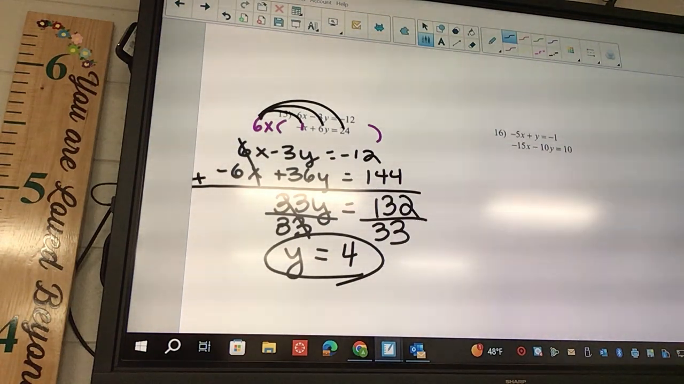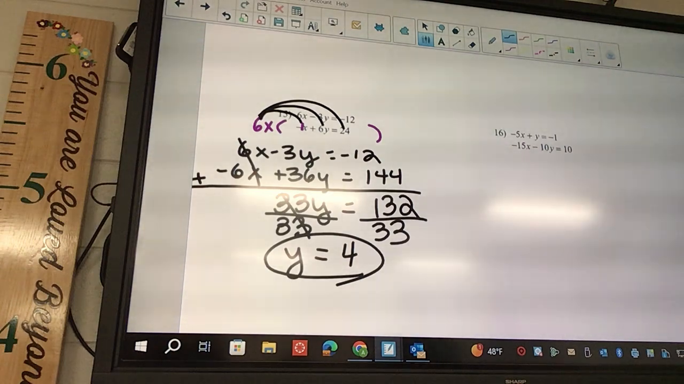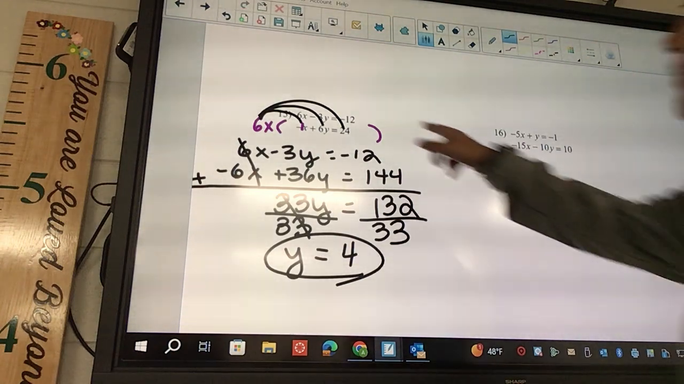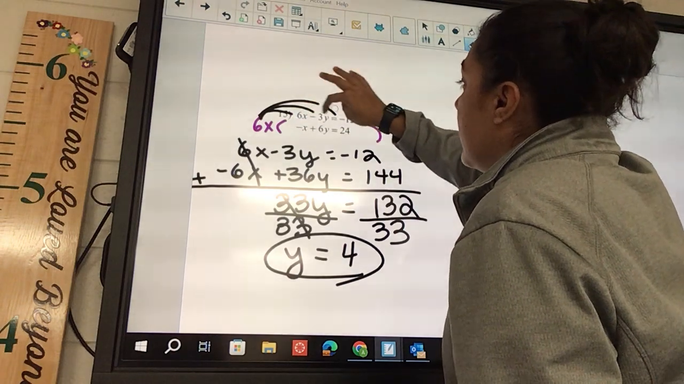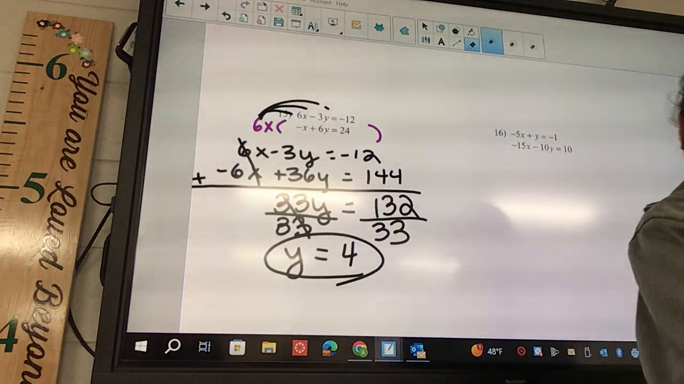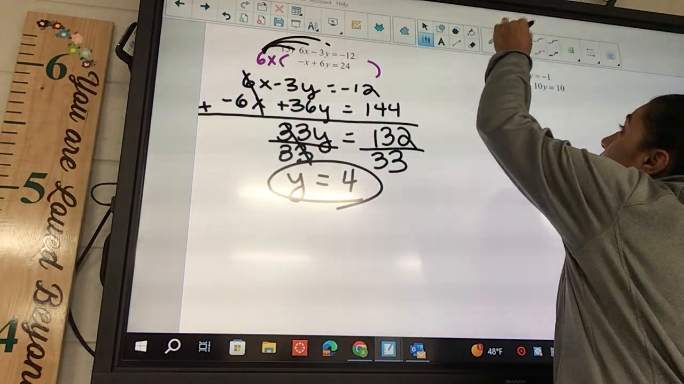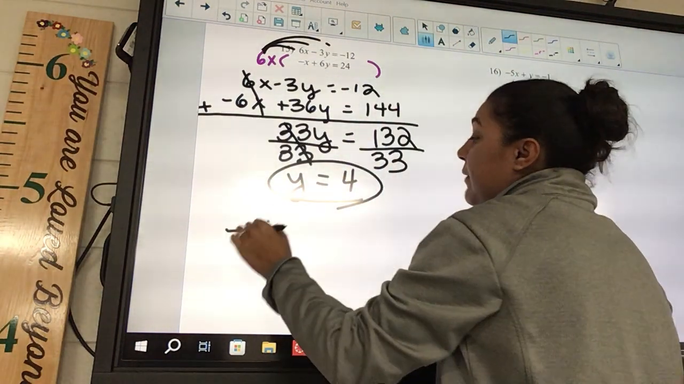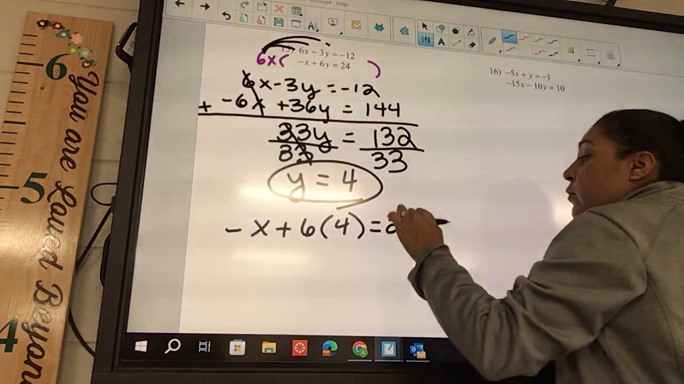Okay, from there, this is the important part, you have to plug it into an original equation, so not one of the ones you've written down or edited, you need to plug it into one of these ones, okay? And it doesn't matter which one, but it needs to be one of these ones. So, you want to do 2? Yeah. Okay, so I got -x plus 6, and instead of y, I'm putting a 4 equals 24.